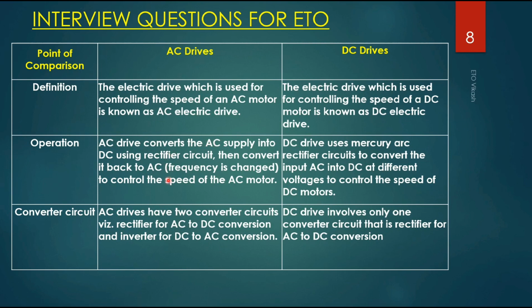But in an AC drive, the best example is our VFD, variable frequency drive. By varying the frequency, we are getting the difference in speed. In a motor also, by varying the frequency, we get a difference in speed, like N equal to 120 f by p. So speed depends on the frequency, and here there are two conversions, AC to DC and DC to AC, and in the DC drive just one conversion, AC to DC.